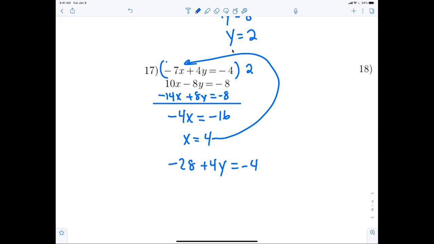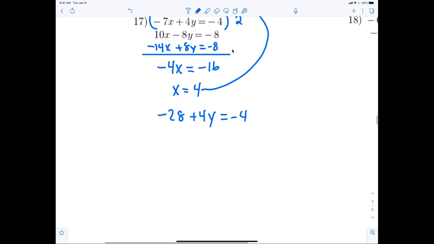Okay, now before everybody does that, I've been trying to teach kids little things that they can do. Does everybody agree that -28 plus 4y minus 4, we can just divide by 4 first? Everybody see that? Because both numbers are divisible by 4. So -7 plus y equals -1.